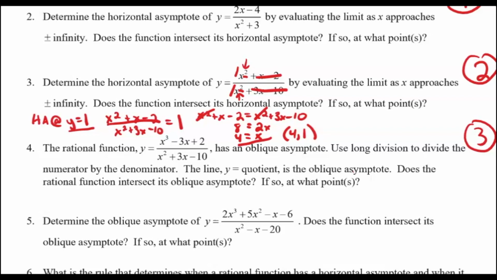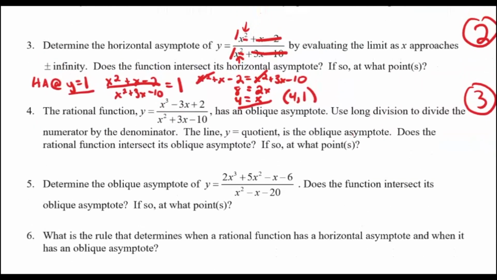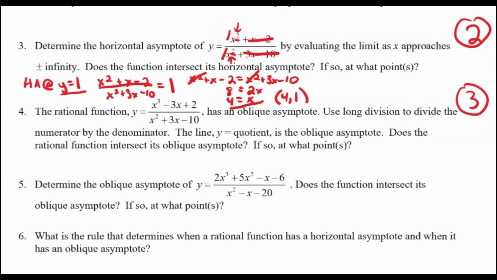Now when you get to number 4, 5, and 7, they start being top heavy and you have to do something else to find the end behavior asymptote. And you can see that number 4 says we're going to use long division to find the end behavior asymptote. And then it's going to ask, where does it intersect its oblique asymptote? Now, oblique asymptote is just another name for slant asymptote.